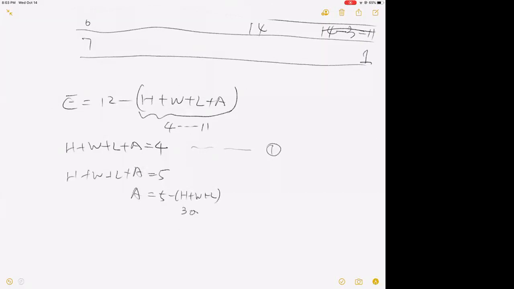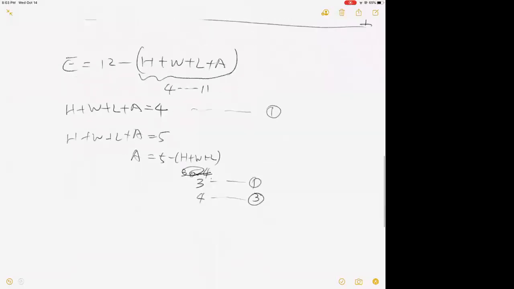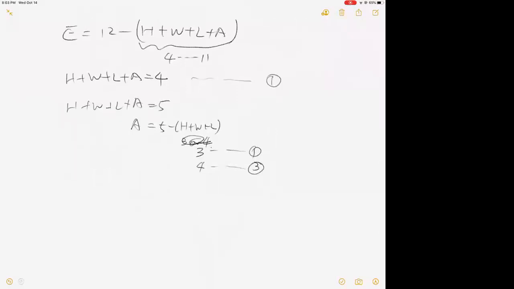For 3, there is one solution. For 4, there's 3 solutions because it just depends on where you put the 2. It's 1, 2, 1. And so that makes 4 total. So that will be 4 here.